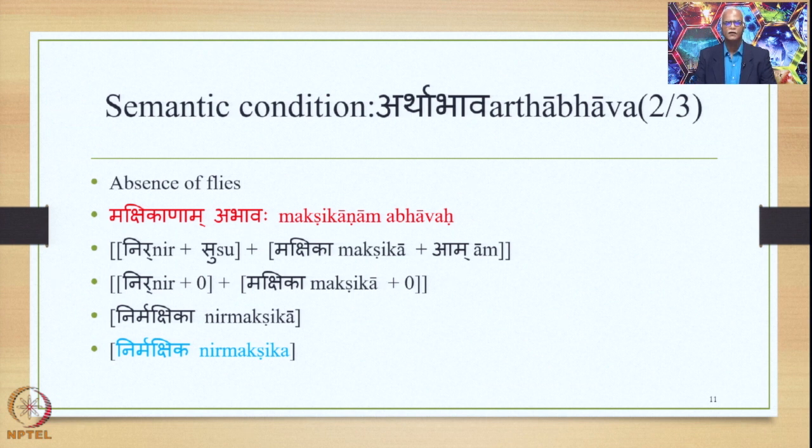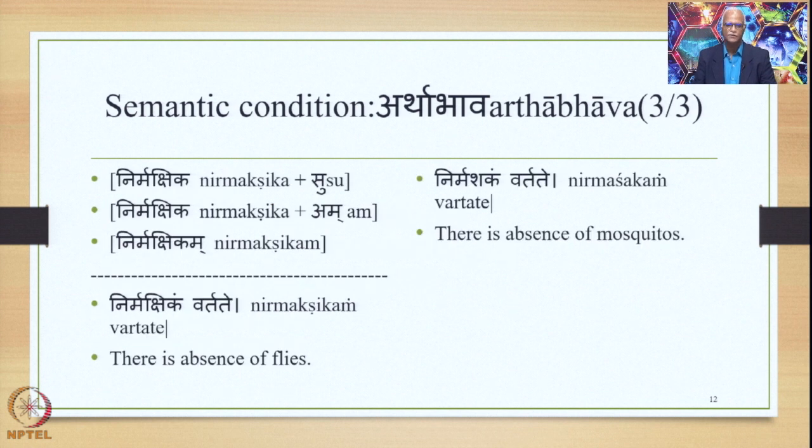Now when this pratipadika is used in the sentence, we add su pratyaya after nirmakshika. So we have nirmakshika plus su. Now because nirmakshika is an avyayibhava samasa which ends in short a, we apply the sutra na avyayibhava datom tva panchamyaha 2482 and substitute this su by am. So we have nirmakshika plus am, then we apply the sandhi rules and we get the form nirmakshikam. This is the subanta form of this avyayibhava samasa.